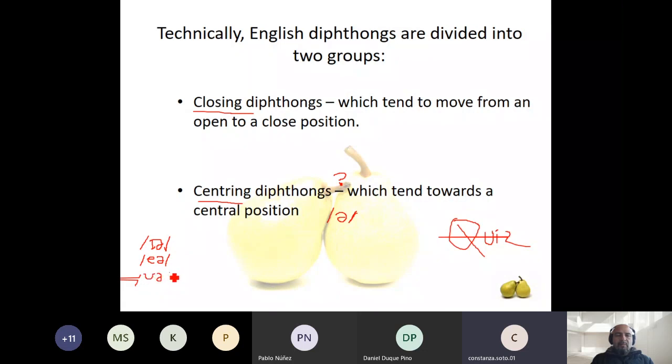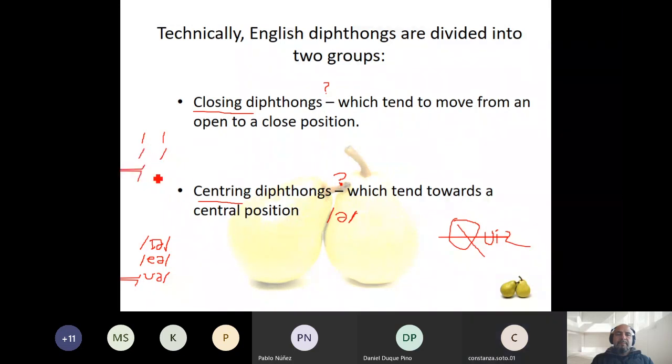As in poor, right? Yes. All right, wonderful. Very good job. And closing diphthongs. How many closing diphthongs do you remember? Five. Five, right? Do you remember some of them?